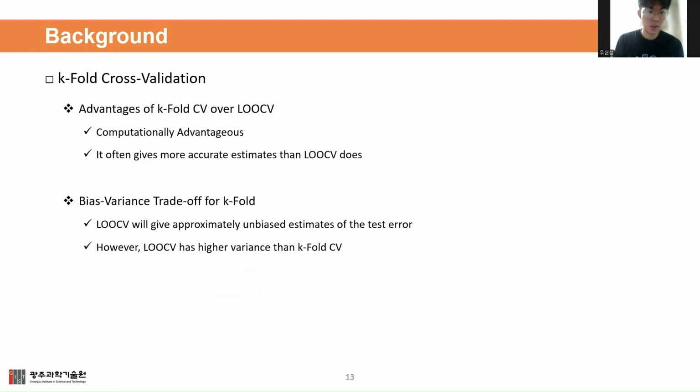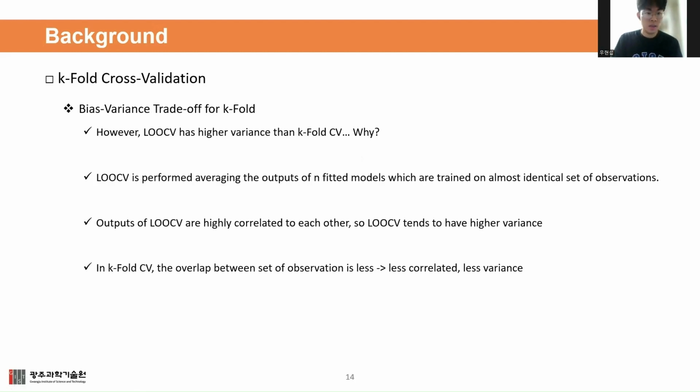The advantage of k-fold cross-validation over LOOCV is that it is computationally advantageous, and it also gives more accurate estimates than LOOCV does. It can be explained by the bias-variance trade-off for k-fold. As I told you before, LOOCV gives approximately unbiased estimates of the test error, but it has a higher variance than k-fold CV. Let's dig into the reason.